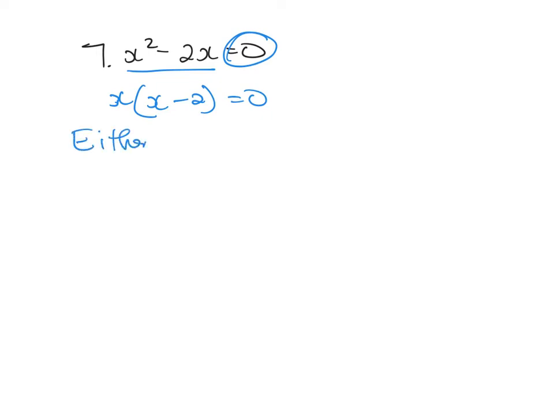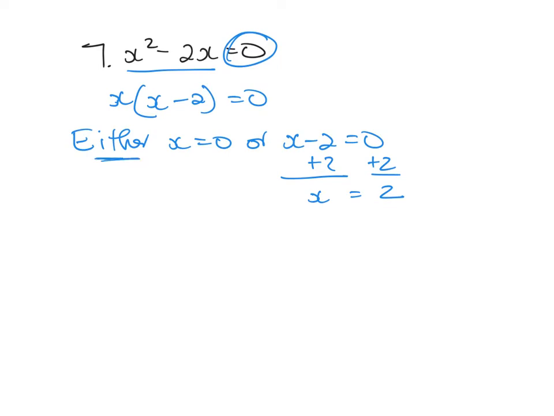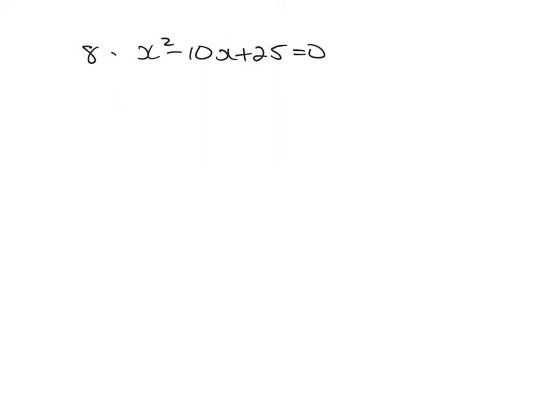Either x equals 0 or x minus 2 equals 0. The first one is solved already, but this one we need to add 2 to both sides, so we'll get that x is equal to 2. So our two answers are either x equals 0 or x equals 2, and you must write those words either and or. This is exactly how you would lay out your statement to get full marks.